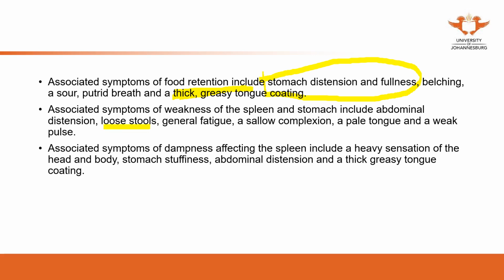The weakness of the spleen and stomach is also the deficiency. Loose stool, abdominal distension, general fatigue, pale tongue, weak pulse. So these are the deficiency of the spleen and stomach, especially the loose stool and fatigue. You can see these are actually the deficiency of qi, and the qi, especially the acquired qi, is coming from the spleen and stomach, the middle jiao. Associated symptoms of dampness affecting the spleen include a heaviness sensation, that's from the dampness.